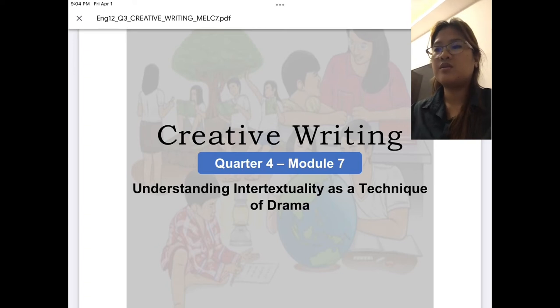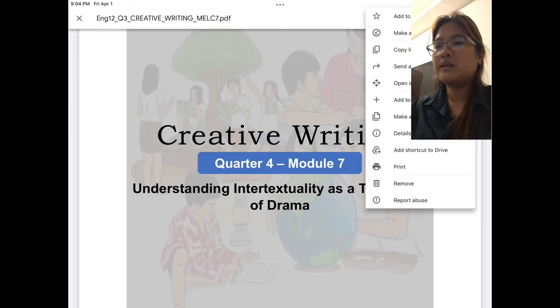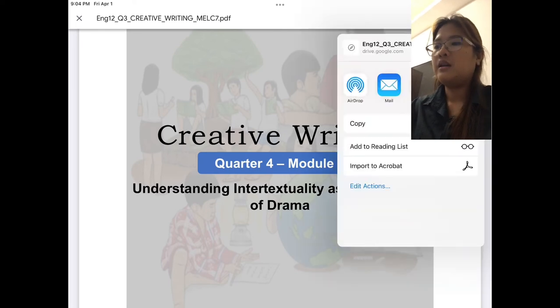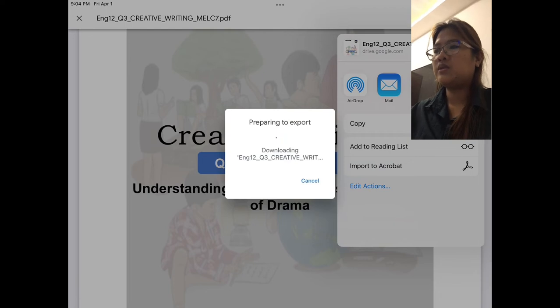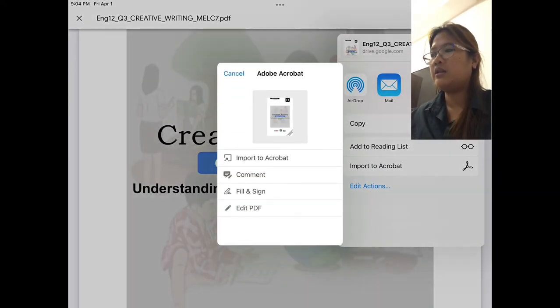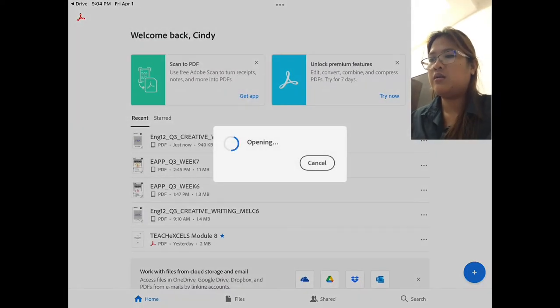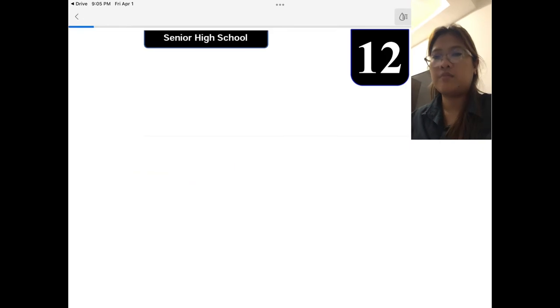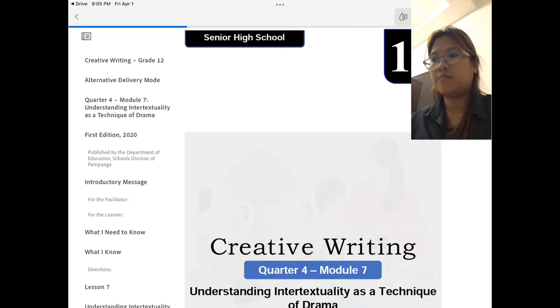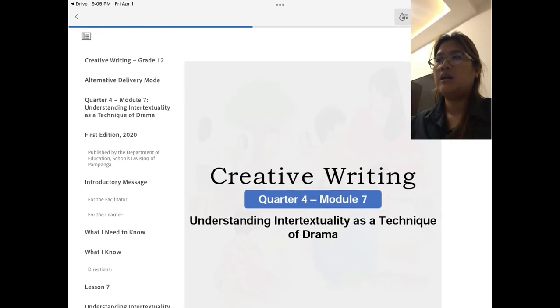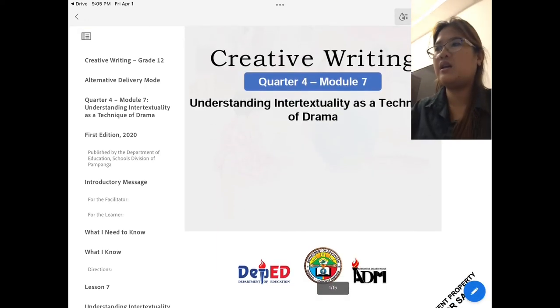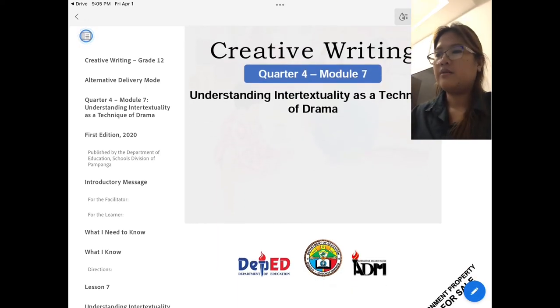So this is module 7. Our topic for today is understanding intertextuality as a technique of drama. We are going to scribble or doodle along para mas maintindihan ang lesson. Along the way, I could also give comments and other inputs na hindi makikita sa module if necessary. Okay? So now we're ready.